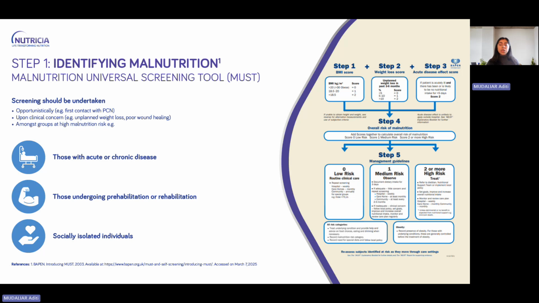Screening should be conducted opportunistically during the first contact within a new care setting, such as upon registration with a practice, an outpatient appointment, or admission to a hospital or care setting.